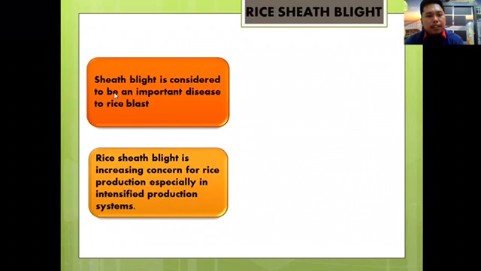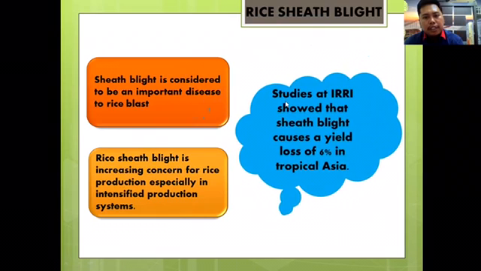Besides that, sheath blight is considered to be as important a disease as rice blast. Rice sheath blight is an increasing concern for rice production, especially in intensified production systems. Now, the studies at IRRI showed that sheath blight causes a yield loss of 6% in tropical Asia.